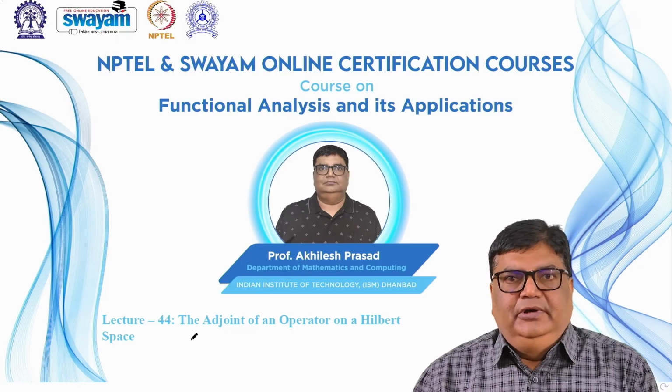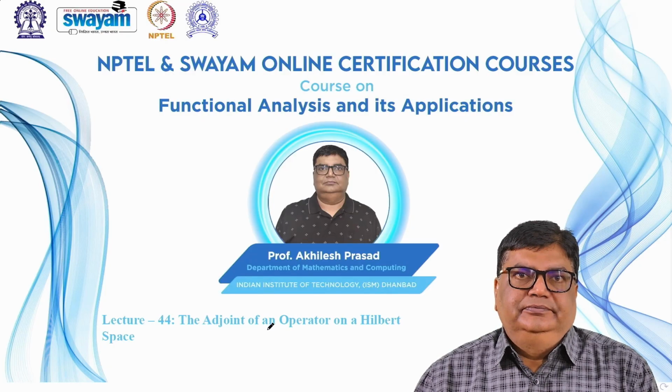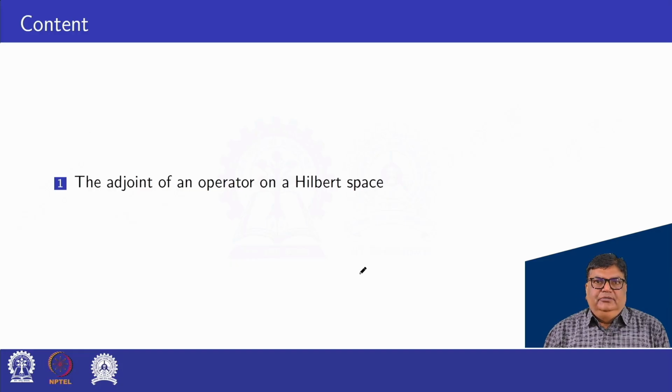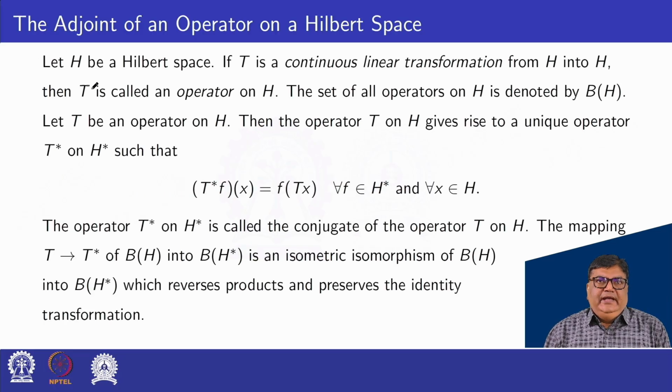In this lecture, we will discuss the adjoint of an operator on a Hilbert space. The content of today's lecture is the adjoint of an operator on a Hilbert space. Let H be a Hilbert space. If T is a continuous linear transformation from H into H, then T is called an operator on H. The set of all operators on H is denoted by B(H).